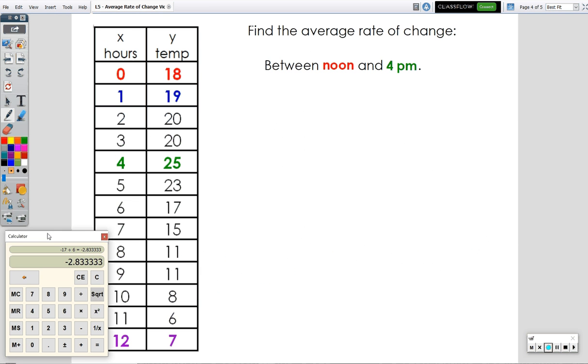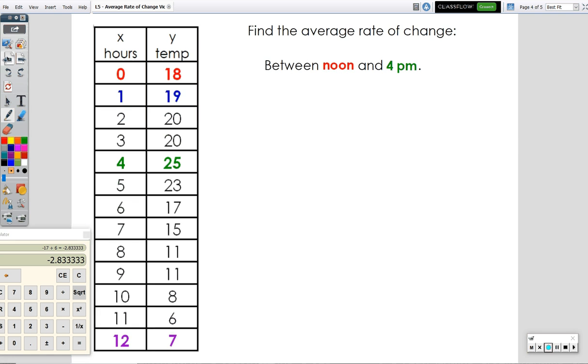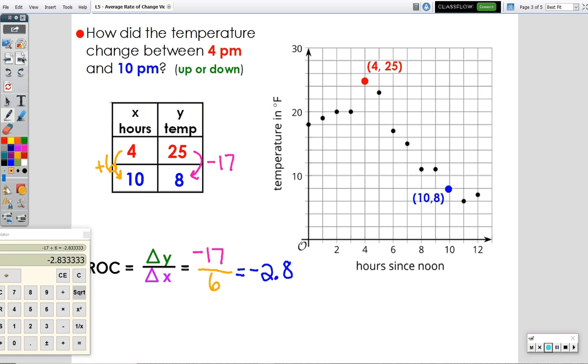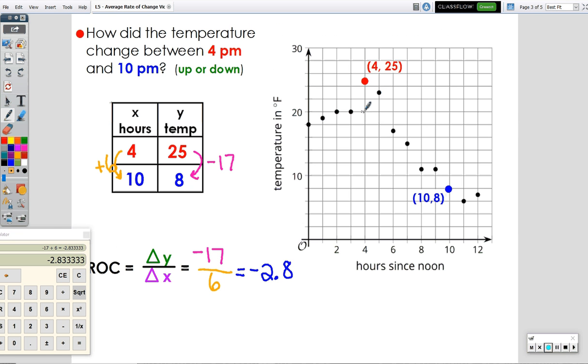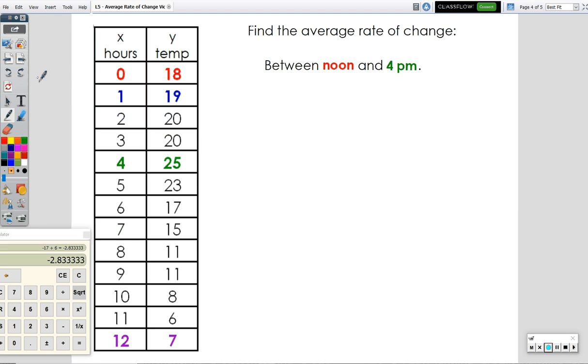And we can do these types of problems from a graph, like we did here, or we can also do them from a table. But what's important for you to remember, when we looked at our graph, we looked at our starting point and our ending point, and we didn't worry about any of the values in the middle. We're going to do the same thing when we look at our table. Okay? So we want to find the average rate of change between noon and 4 p.m.